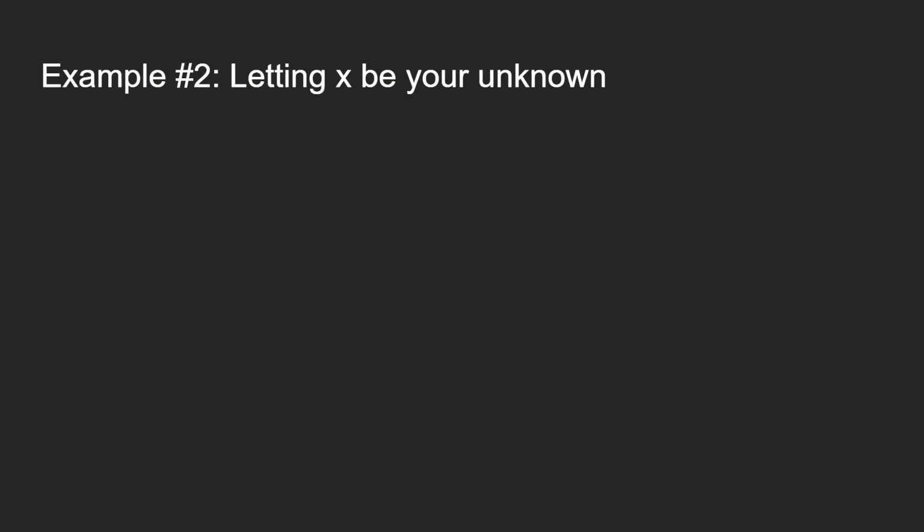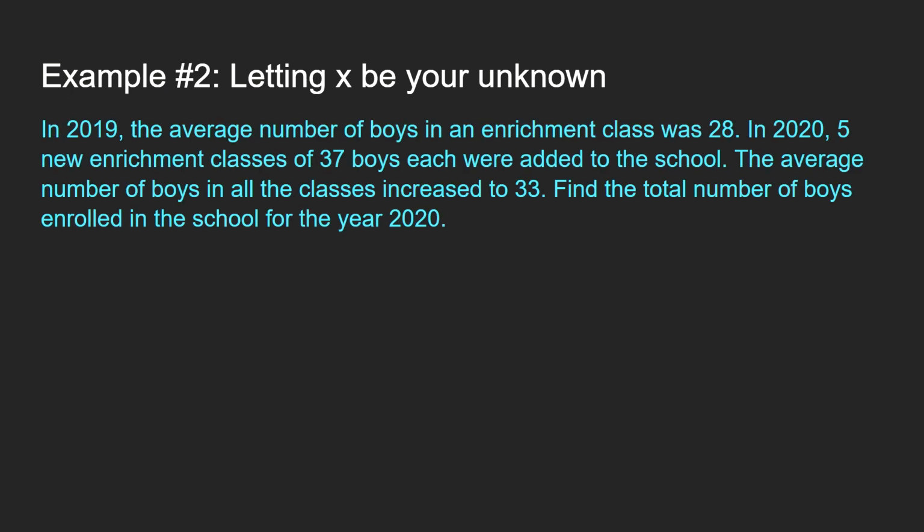As mentioned, the number of enrichment classes is unknown, so we can assign it an X. Let the number of enrichment classes in 2019 be X. Note that I specifically stated 2019 because in 2020, 5 more classes were added. If you let X be the number of enrichment classes in 2020, 2019 will be X minus 5, which is quite tricky when you are expanding the equation.